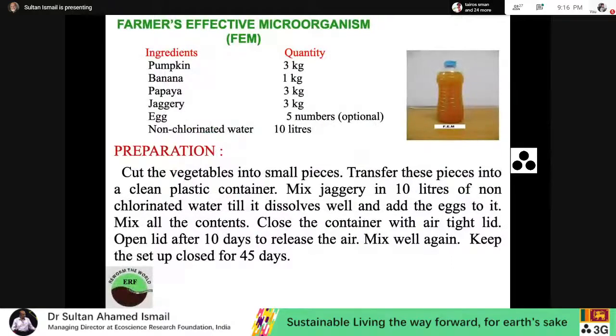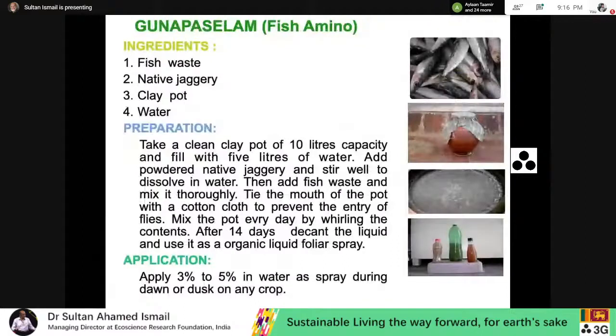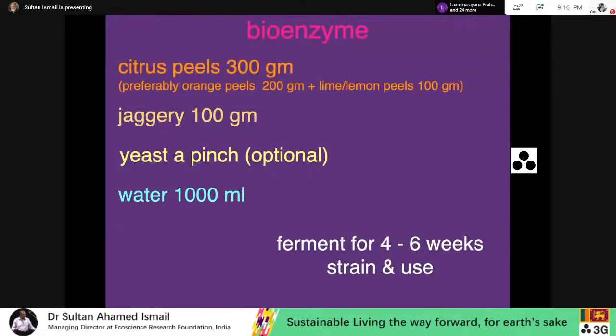Farmers' EM is a very simple process using fruits. If you don't have these fruits, use any fruit or vegetable you have. You can standardize it yourself. Please. Fish, Malaysia and Sri Lanka. You can teach poor people who live near coastal areas, the self-help groups, to earn money because many people want these liquid fertilizers. Just fish waste, not the original fish. Fish, let them eat. The fish waste, along with jaggery, produces this gunapasala or fish amino, which works out very well. Today, bioenzyme is picking up a lot.